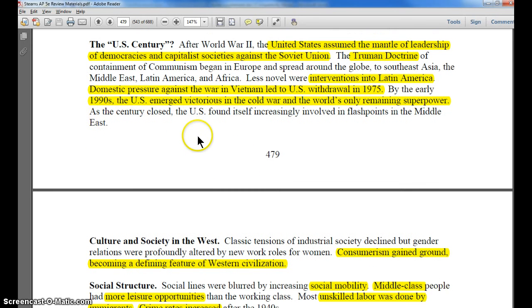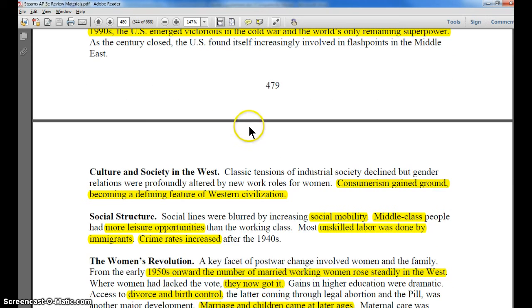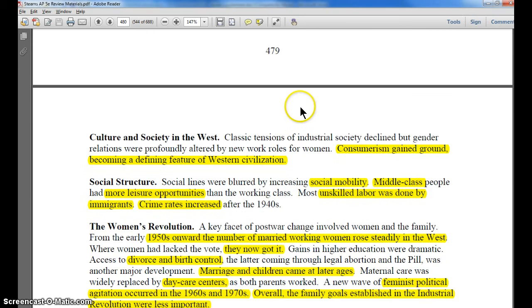And as it points out, as the century begins to close, the Middle East becomes more of a focus, not Latin America, Asia, Africa, like we just saw with decolonization. Now the focus starts to shift into the Middle East again. So then we move on to page 764 to culture and society in the West.